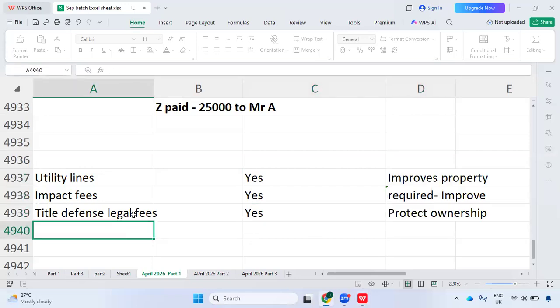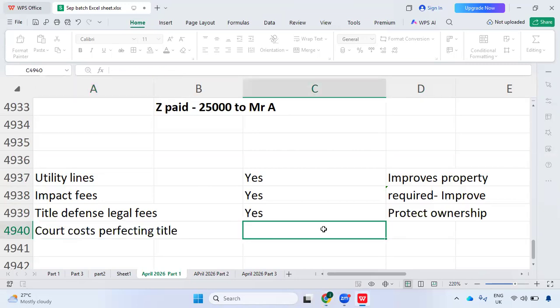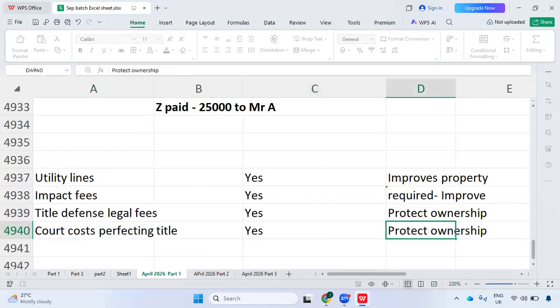And court cost perfecting title. So this is also the same, right? This will protect the ownership and this will be added to the basis.